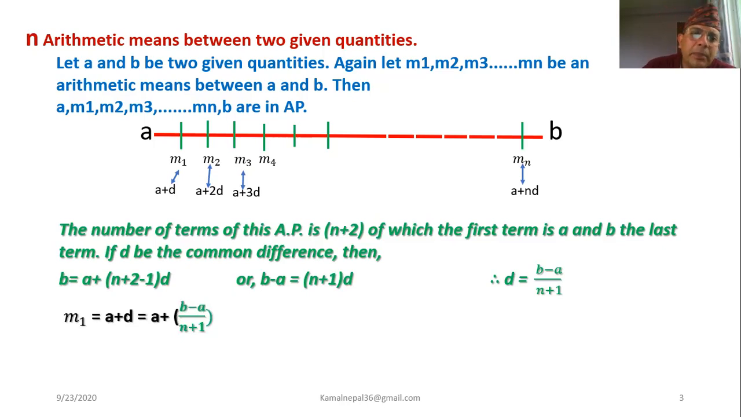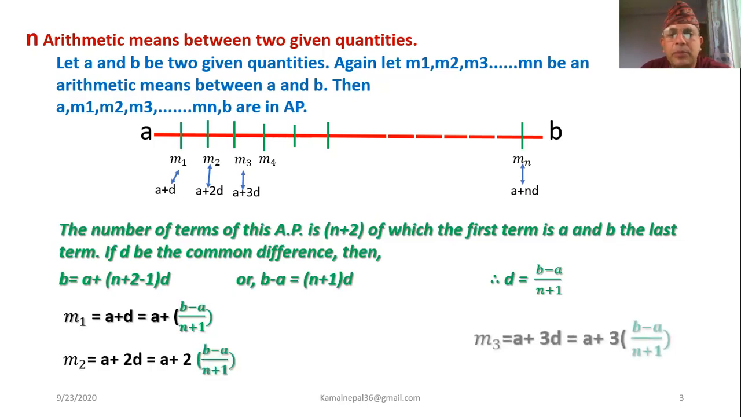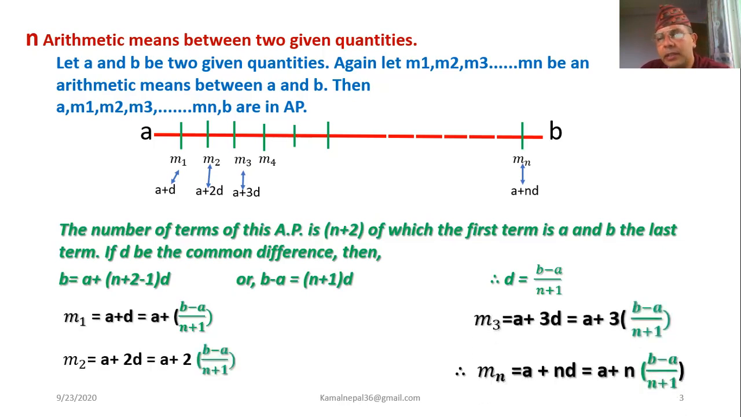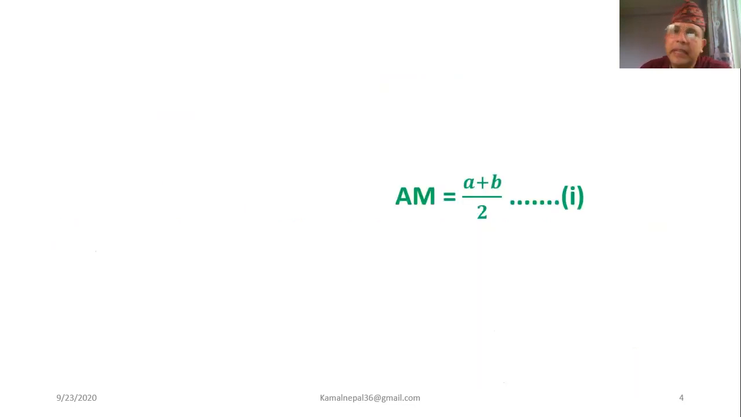So M1 is A plus D, and you can write A plus (B minus A) divided by (n plus 1). Similarly, you can write M2, M3, and Mn is equal to A plus nD. It is A plus n times (B minus A) by (n plus 1). It is your formula, and these are necessary to find your means.